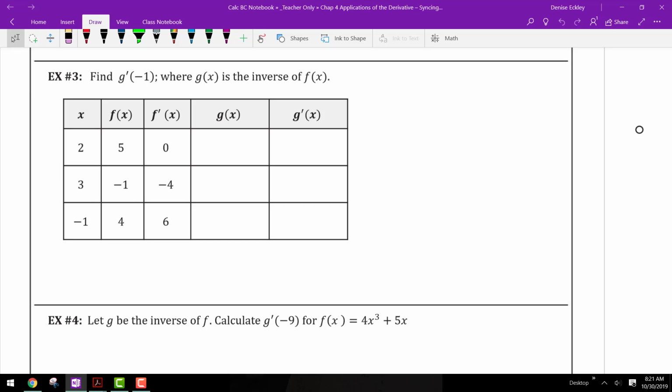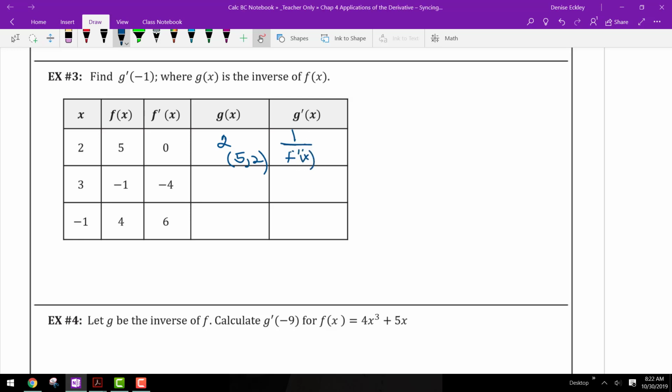We are to find g prime of -1, where g is the inverse of f. So here's how we go through and do this. We're just going to go ahead and fill in the rest of the table. For the first blank, g of x, we're talking about x is 2, f of x is 5. So we're going to switch that, and so g of x is going to be 2, because this would be the point (5, 2). So g prime of x is going to be 1 over f prime of x.